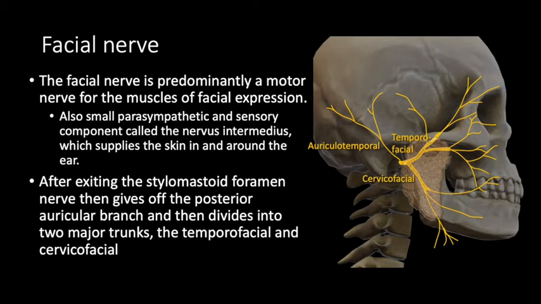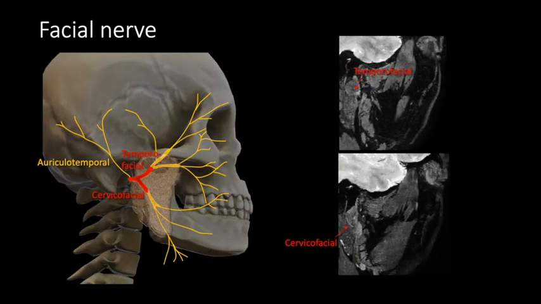It exits through the stylomastoid foramen and then gives off the posterior auricular branch and then divides into its two major branches, the temporofacial and cervicofacial branches. We can see this division. You can see here going more superiorly the temporofacial branch. You can follow it all the way down as it exits the stylomastoid foramen and then turns and goes superiorly. And then you can also see it going more inferiorly for the cervicofacial trunk.